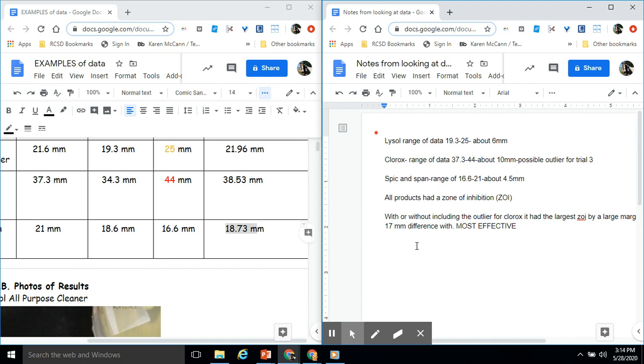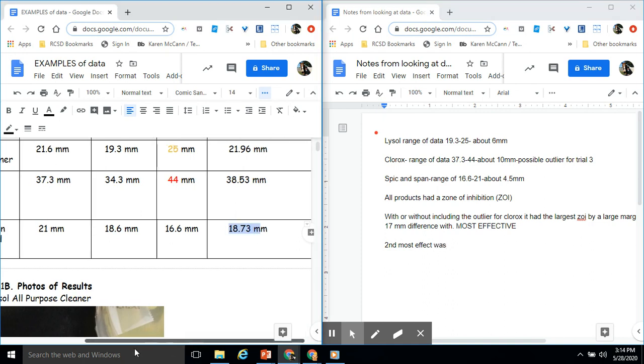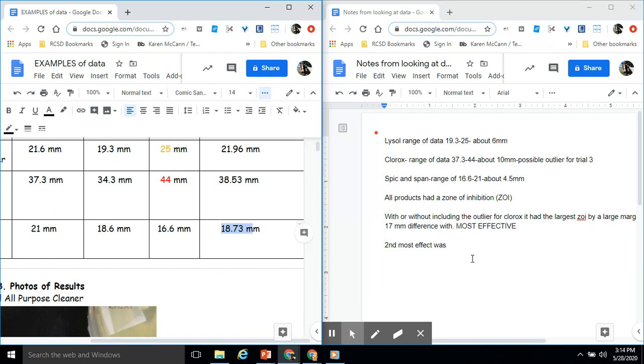You can say second most effective was Lysol. Second most effective was Lysol. The trick is you could decide two different things. Okay, you can say it was second most effective.